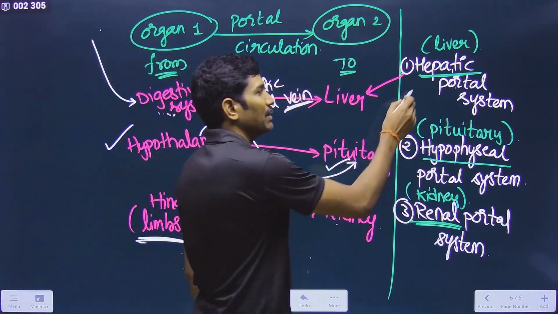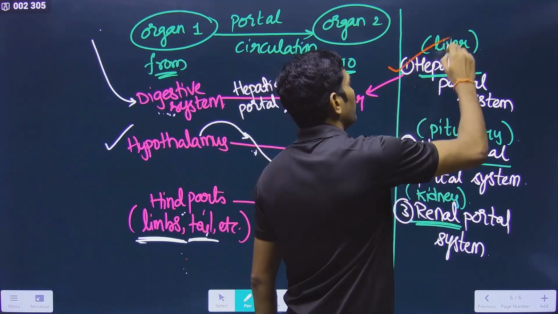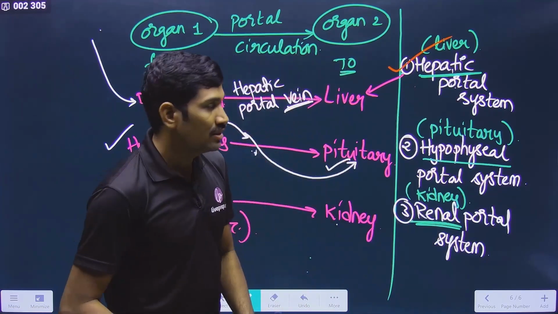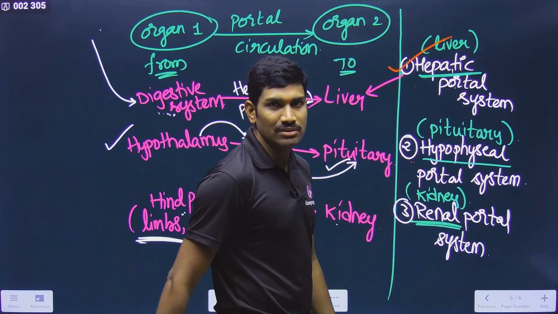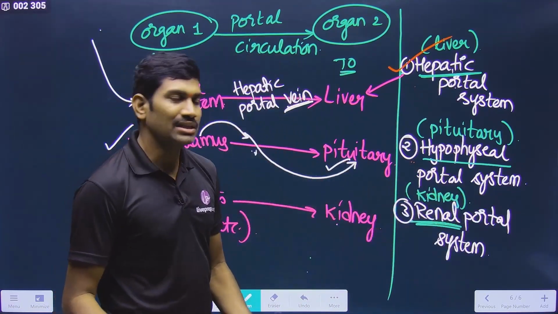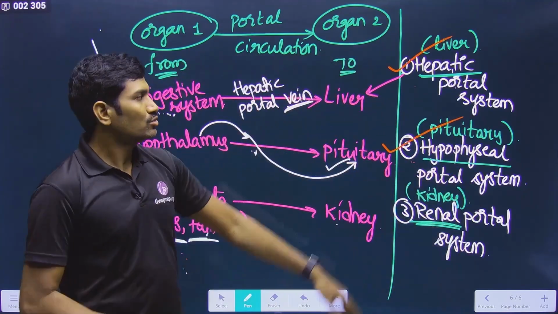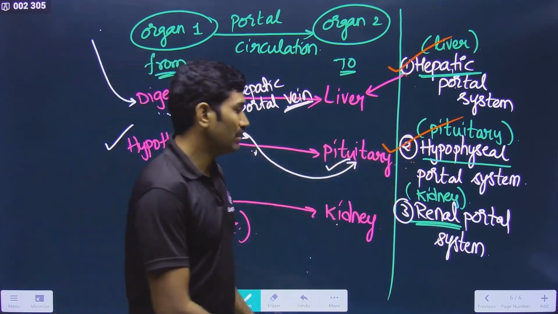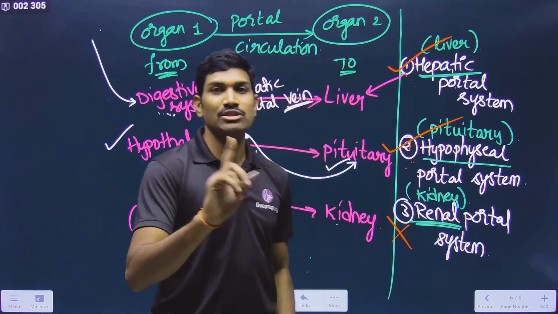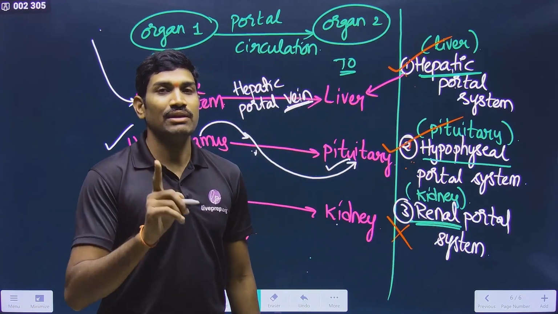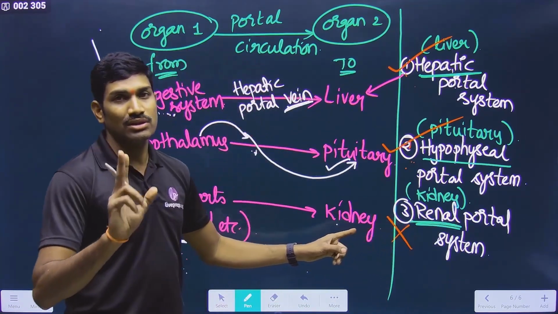Does human contain hepatic portal system? Yes, hepatic portal system is present in human. Next one, what about hypophyseal portal system? I said in the last chapter we will study, that means it is present in human. So these two are present in the human, but this last one, renal portal system, is not present in human. Very, very important. We don't have renal portal system.